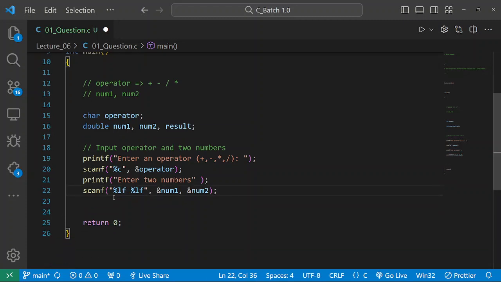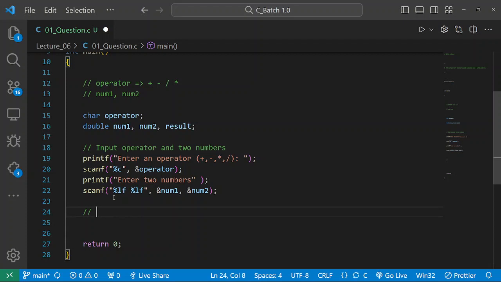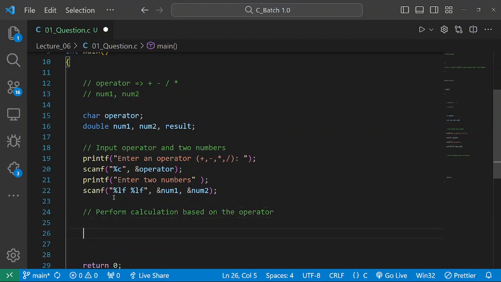Not any big deal up to here. I think up to here all points are clear. Does anyone have any doubt up to this? Yes or no? Yes. So up to here we know what we need to write, how to take an input, and how to work on a printf statement. But now we need to perform calculations, based on the operator.